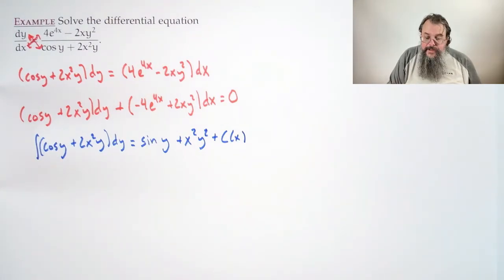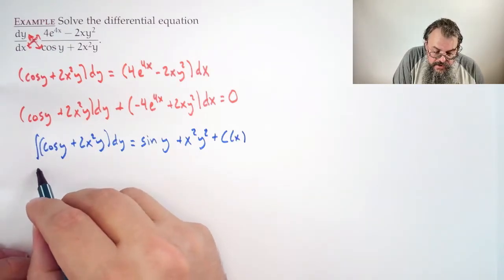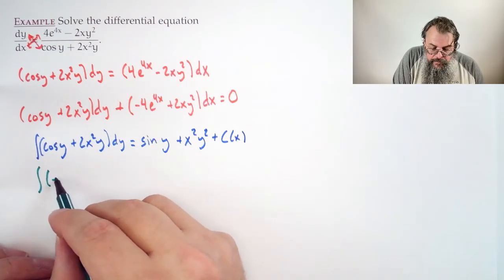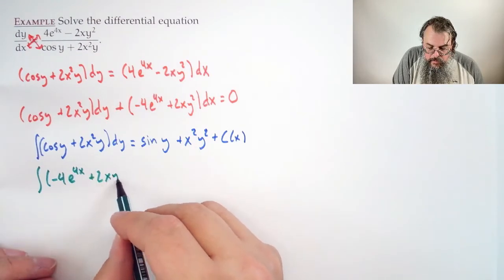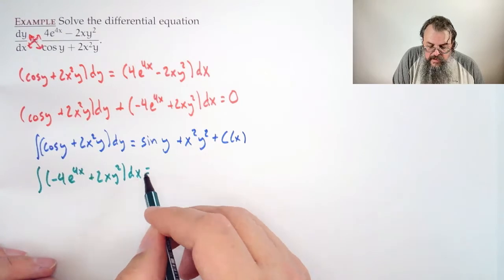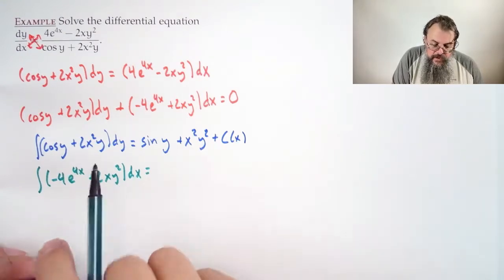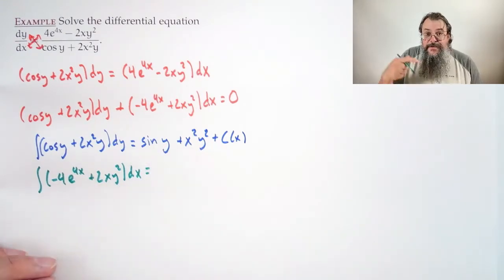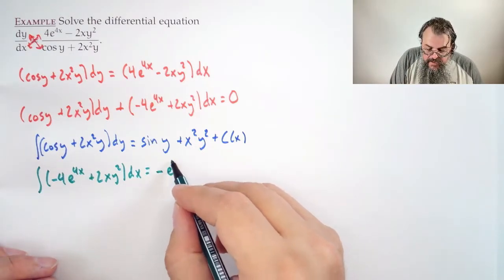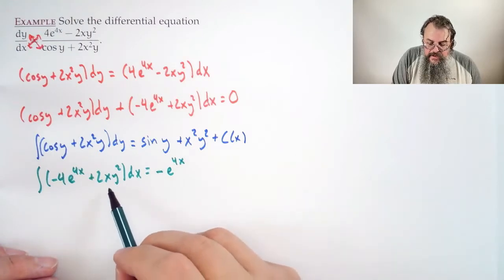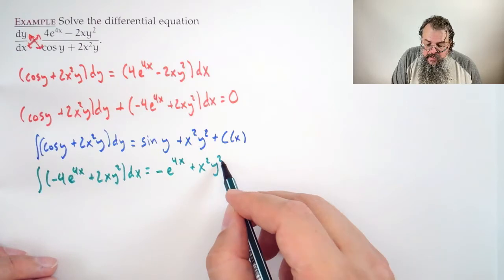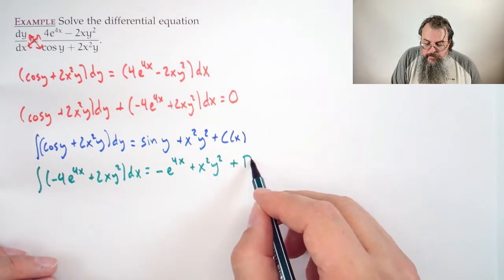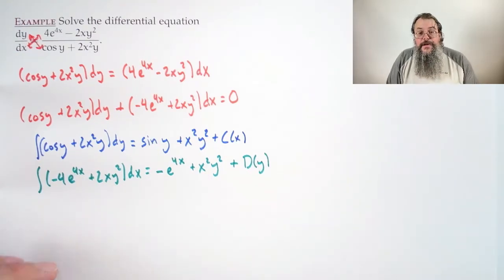Now, integrate the second term because, well, we should. Integral, we have minus 4e to the 4x plus 2xy squared dx. Now in the first term, well, integral of e to the 4x would be e to the 4x divided by that constant, so the 4's cancel. So minus e to the 4x. Here, x is our variable, so it would become x squared y squared, and then some unknown function of y.